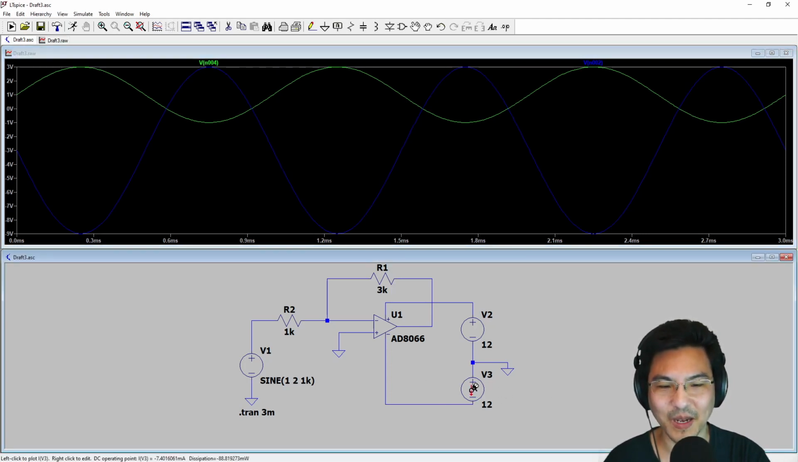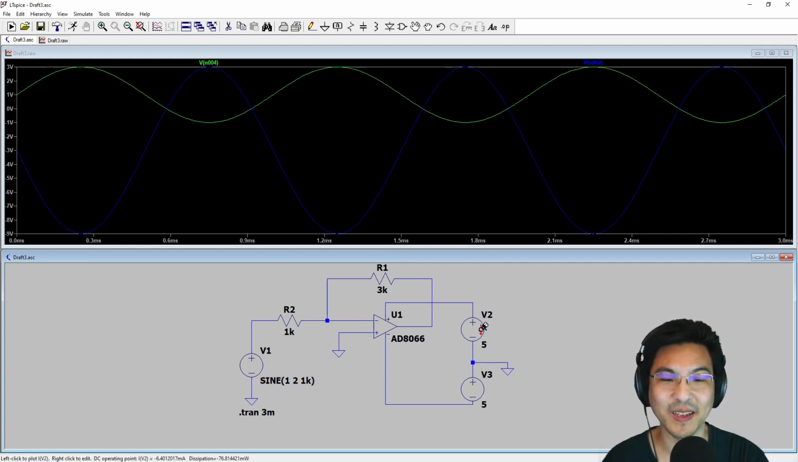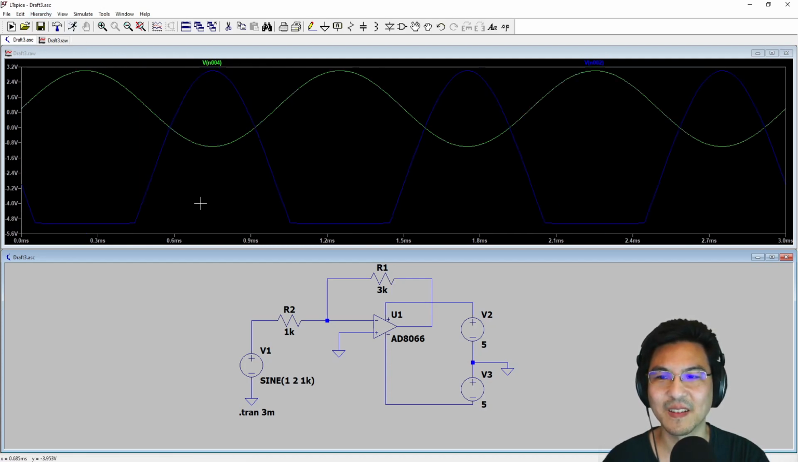So if I'm back down here, I'm going to right click here. Let's say this is 5 and 5. So I just changed my supply to plus or minus 5. Let me rerun the simulation. Oh, look what happened over here.